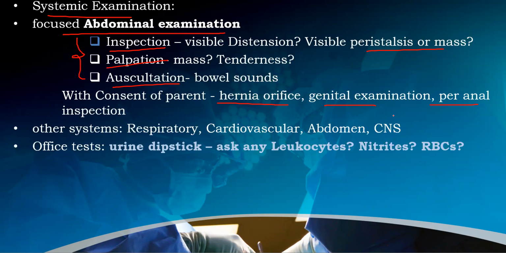After you have done your abdominal exam, then just very quickly say, I would like to finish with all other systems, including respiratory system, cardiovascular, and central nervous system. Is there any office test available, like urine dipstick? Mainly, you need to look for the urine dipstick here. What you're looking for in the dipstick: leukocytes, nitrites, or any RBC. Okay, so that's your main physical examination in case of vomiting cases.